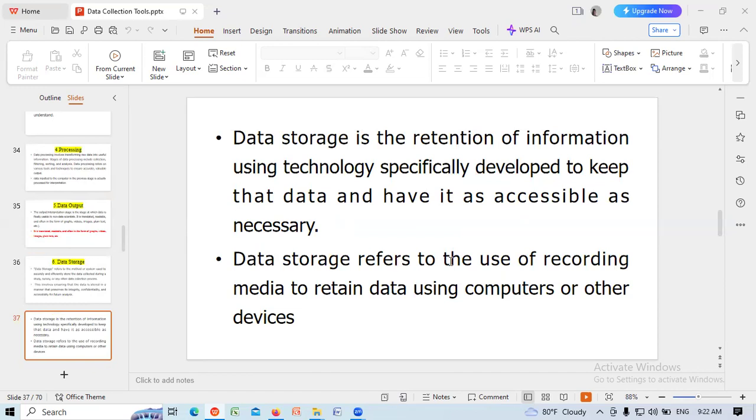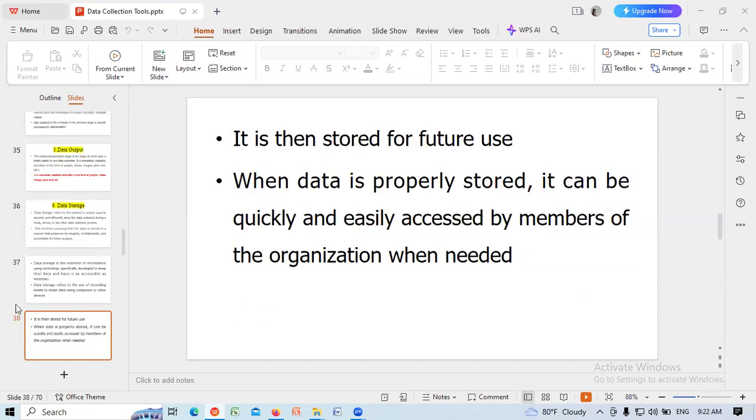Data storage refers to the use of recording media to retain data using computers or other devices. It is then stored for future use. When the data is properly stored, it can be quickly and easily accessed by the members of the organization when needed.